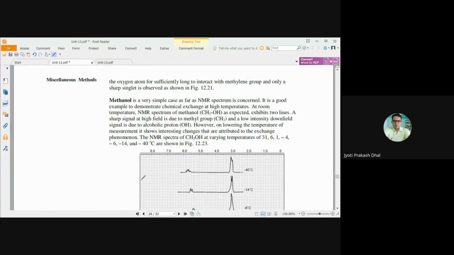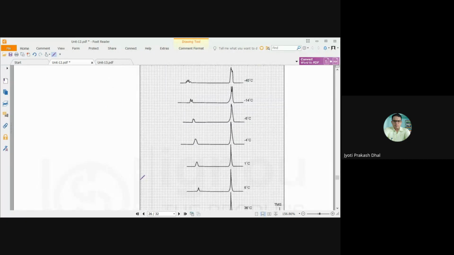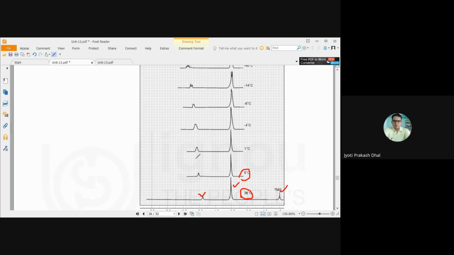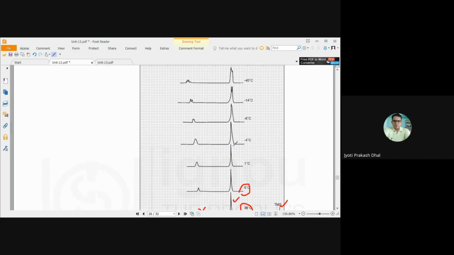Similarly, for methanol, if you observe the NMR spectra of methanol at different temperatures. So this is for methanol, this is TMS, this is for the CH3 group, and this is the OH group. This is the observation of NMR at 36 degrees Celsius. At 6 degrees Celsius, we will observe that the OH group is shifted to higher and higher field.